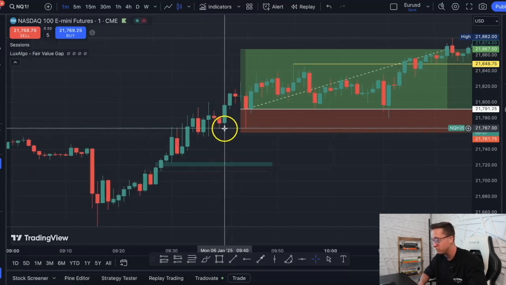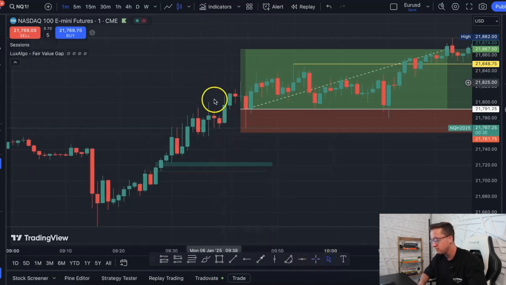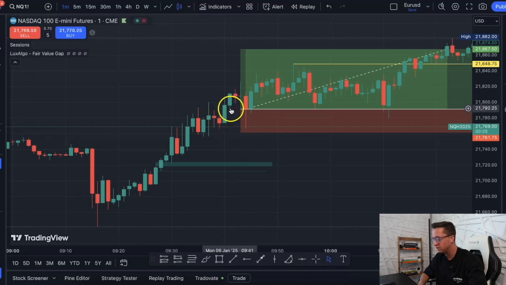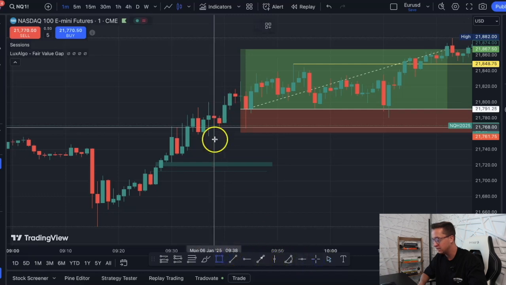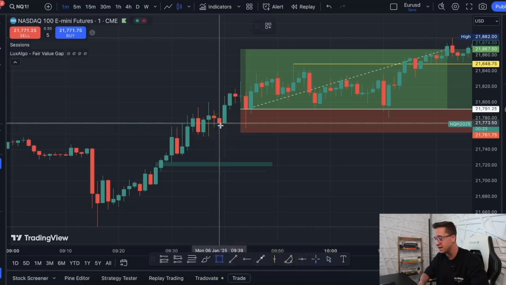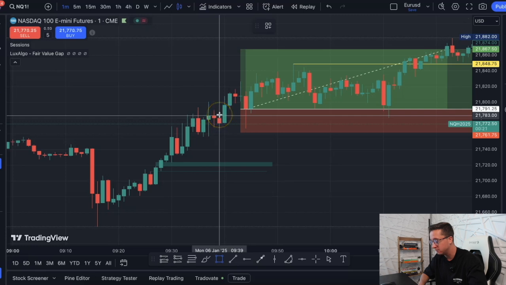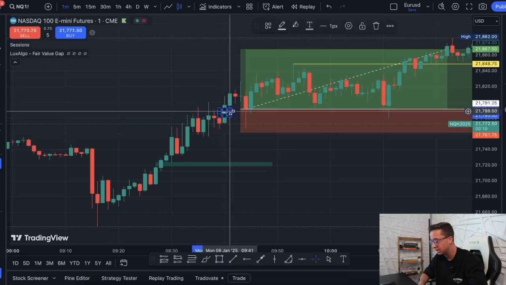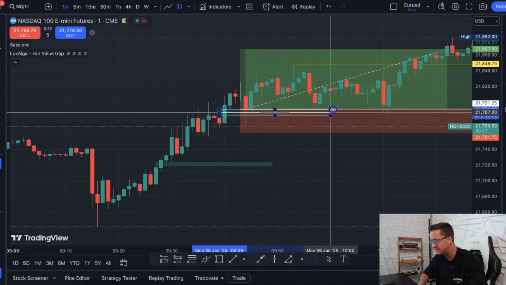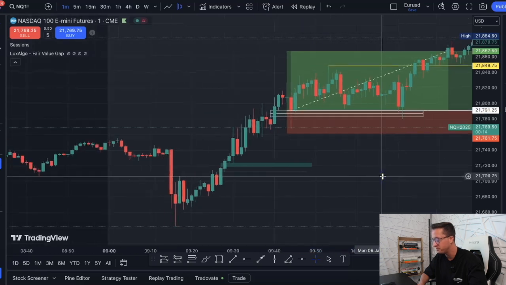So a fair value gap, I'm going to break this down for you guys right now. A fair value gap is a 3 candlestick pattern. We have the first candle, the second candle that creates the gap, and the third candle that closes the gap. So ideally, all we're doing is getting this little rectangle. We're going for a bullish fair value gap. We're going from the high of the first candle to the low of the third candle, and we're extending this rectangle into the future.